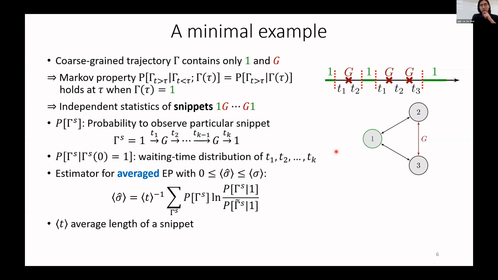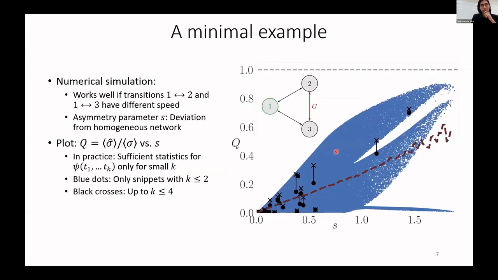So going to the more abstract result from this minimal example, oh no, sorry, one more thing first. Let me first illustrate this example more quantitatively with some numerics. So we have just seen that if the transitions 1→2 and 1→3 here have different speed, we would generically observe a better quality of our estimator.